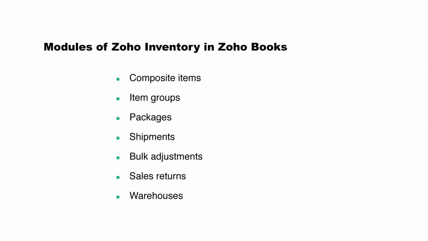You can use advanced inventory management features such as creating composite items, item groups, packages, shipments, bulk adjustments, and the newfound sales return. This allows you to access and manage all your Zoho Inventory modules within Zoho Books, thereby saving you a lot of time.